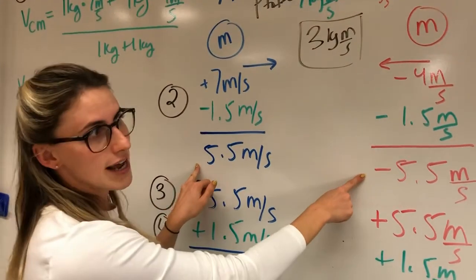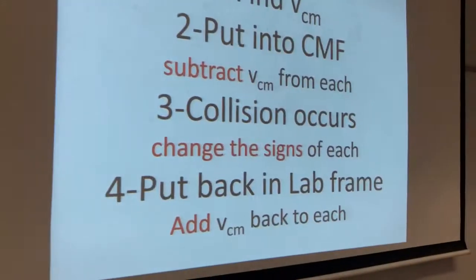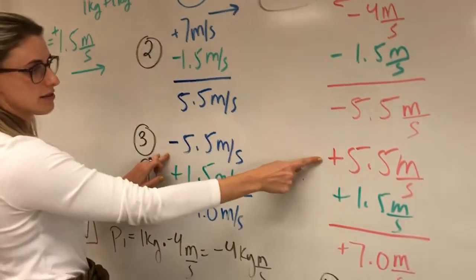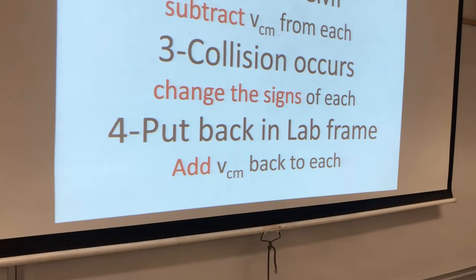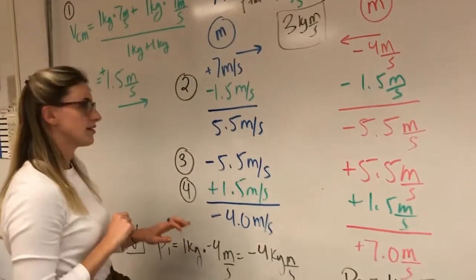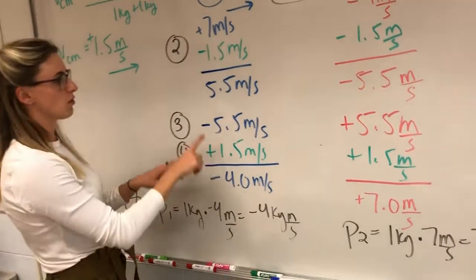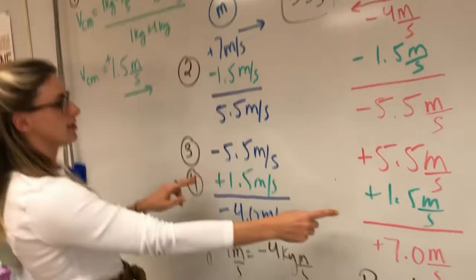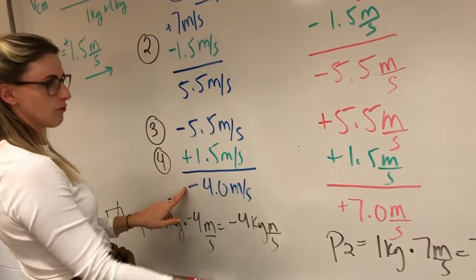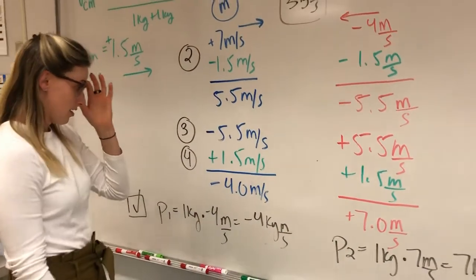Okay. Third step. Change the sign of each. So I make this negative and this positive. Oh, that's simple. Easy. And then my fourth step, put them back in the lab frame by adding my velocity of center of mass back to each. So I switched the sign, and then I added my velocity of center of mass back to each. -4, and 7. So that's the answer.